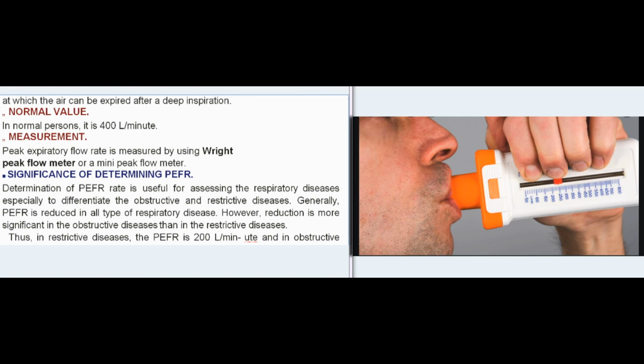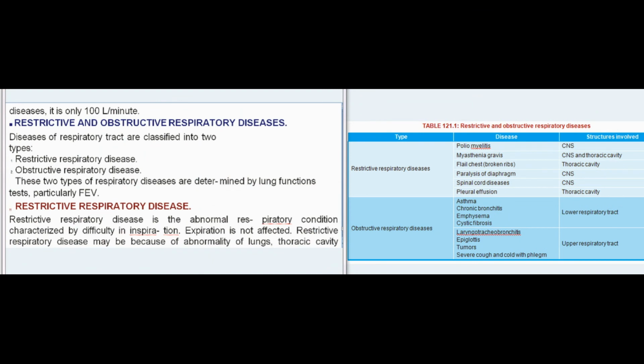Significance of determining PEFR. Determination of PEFR rate is useful for assessing the respiratory diseases, especially to differentiate the obstructive and restrictive diseases. Generally, PEFR is reduced in all type of respiratory disease. However, reduction is more significant in the obstructive diseases than in the restrictive diseases. Thus, in restrictive diseases, the PEFR is 200 L/minute and in obstructive diseases, it is only 100 L/minute.